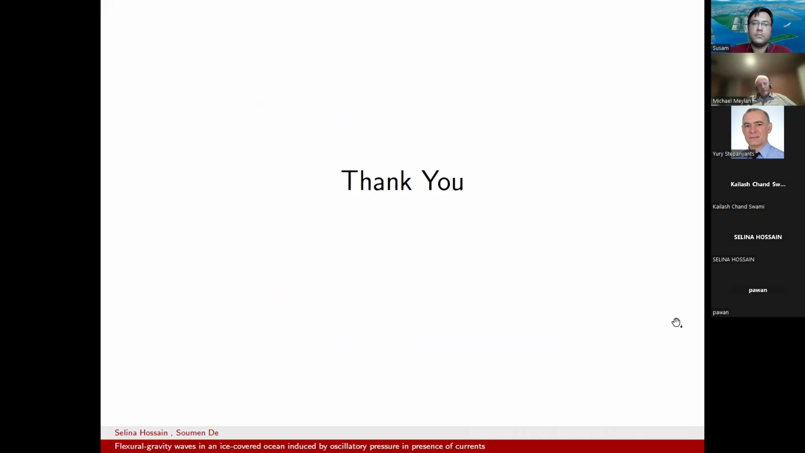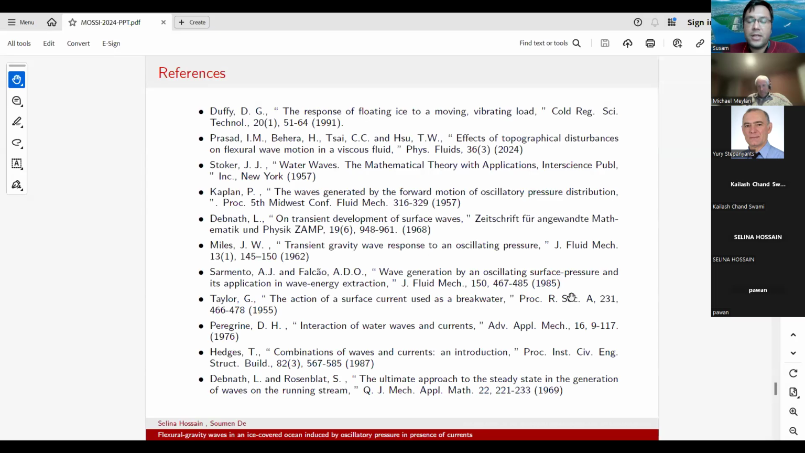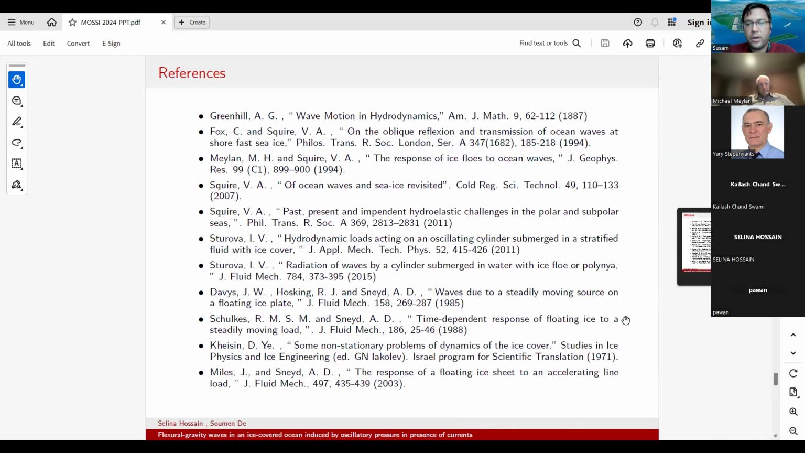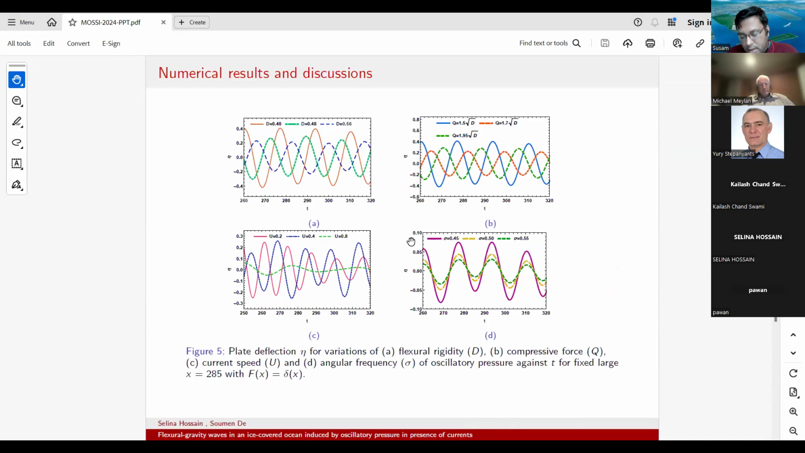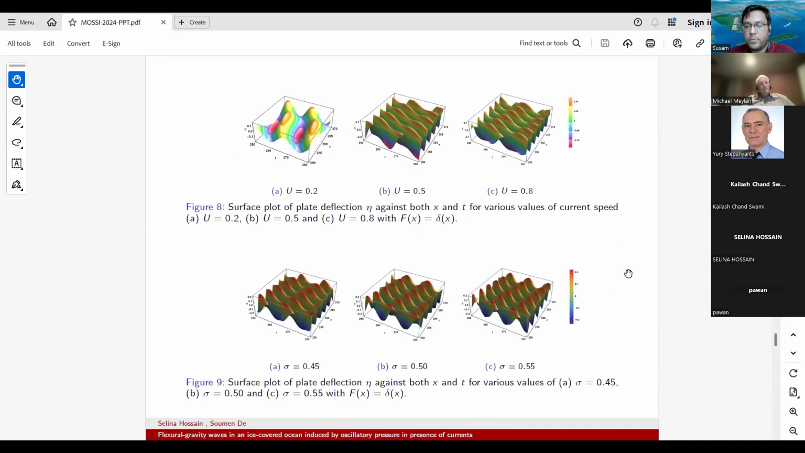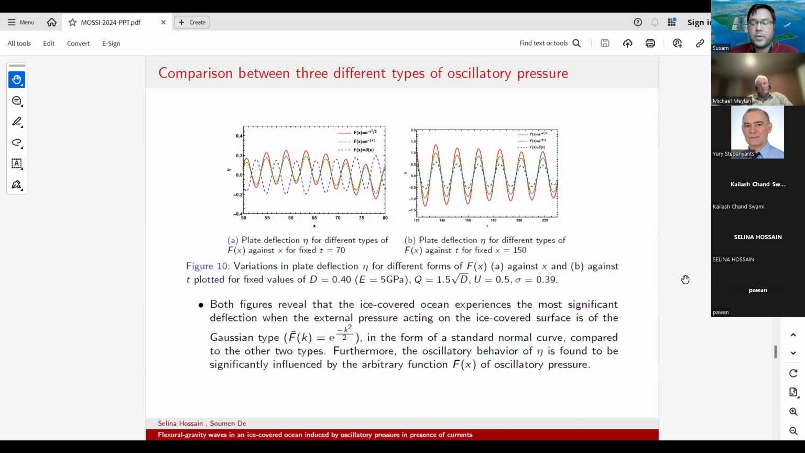Are there any questions? Yeah, can I ask a question? Definitely. So, Selina, did you consider wave and current in the same direction, or also in opposite directions? Because as I understand, your wave and current are in the same direction. Yes, we have considered wave and current in the same direction. Okay, that's why, if you consider the counter current effect, then you will have more than one root possibility. That becomes more complex.